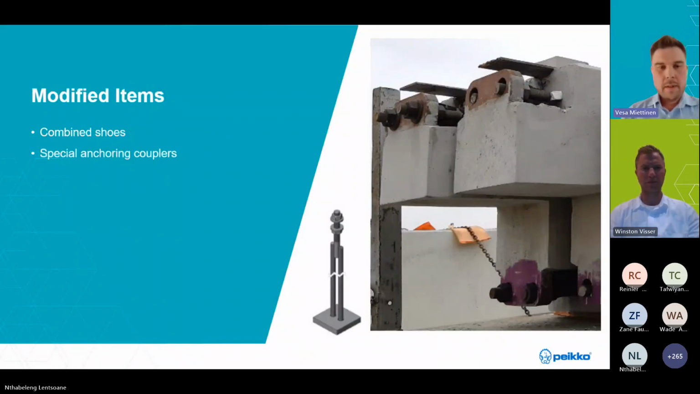Then modified items. We are also supplying modified items depending on your project needs. We understand it's not only the standard items you can always fit in your sections or in your cases. So here on the right side you see some combined shoes. For example, we can combine 2 shoes on one bottom plate, or it can be even more than 2. It can be multiple shoes on one plate, and another type of special anchor on the right side. So we are doing this, and if you have needs in your projects, please contact your local support, and we can propose this kind of modified items for you.